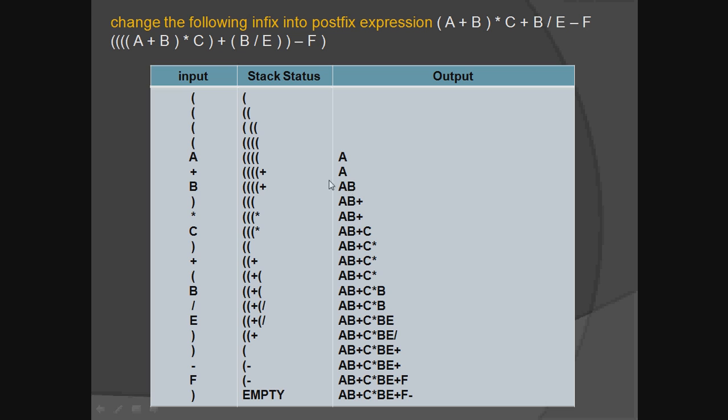Clear? So after that, B is read, and since it is an operand, it is pushed to the output. Then the closing bracket, right? Now we have the first closing bracket, that is for this one.